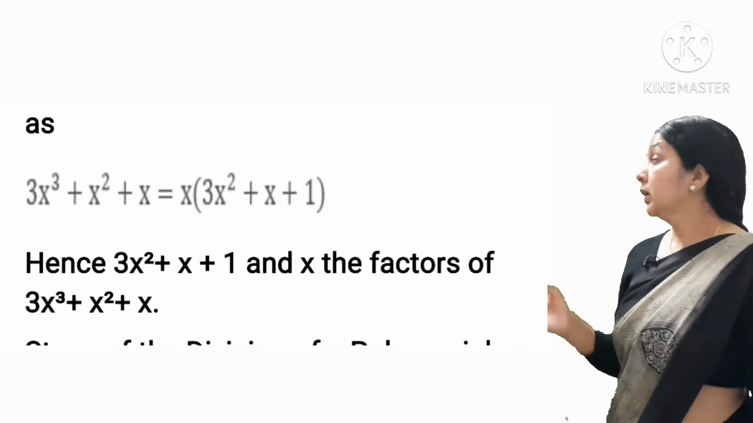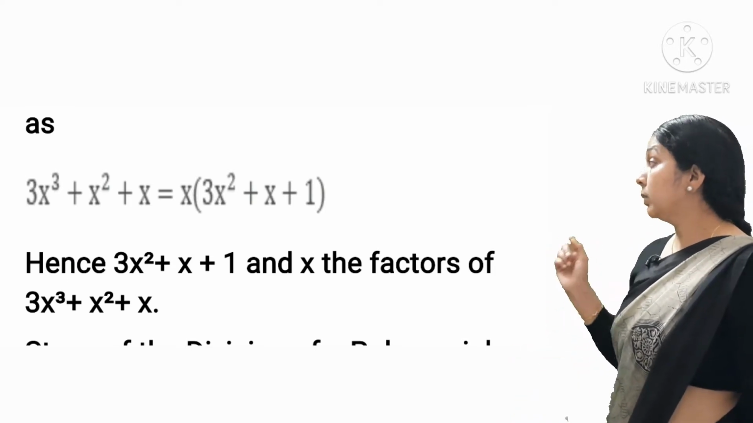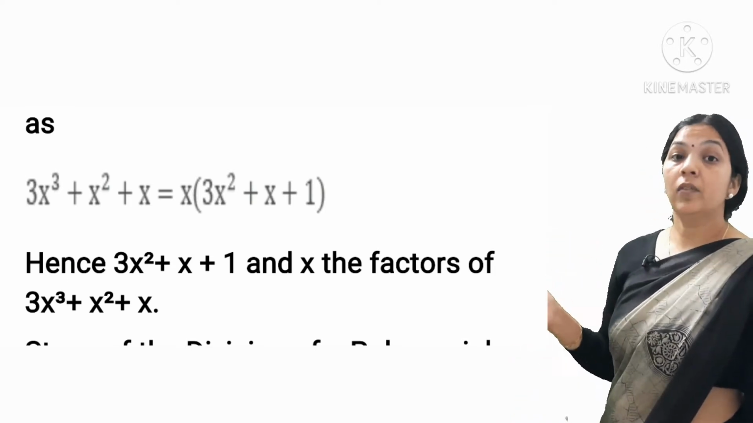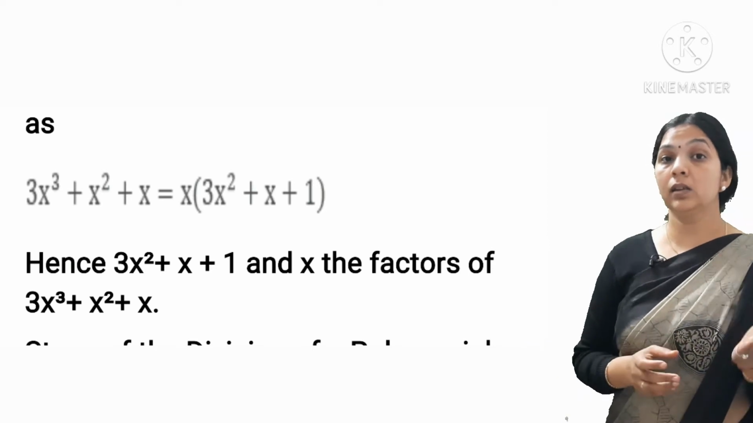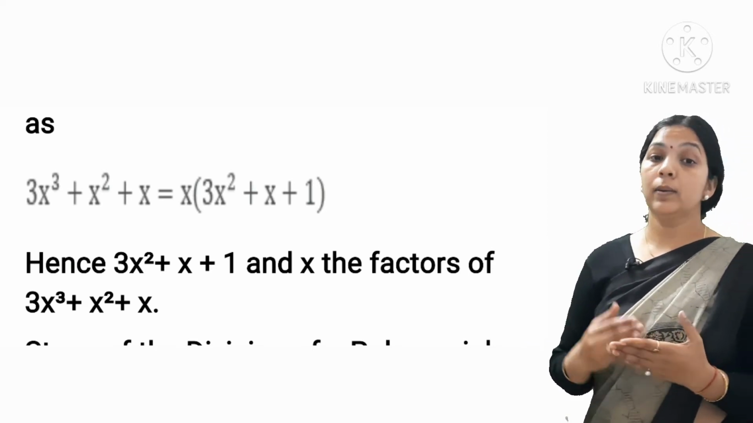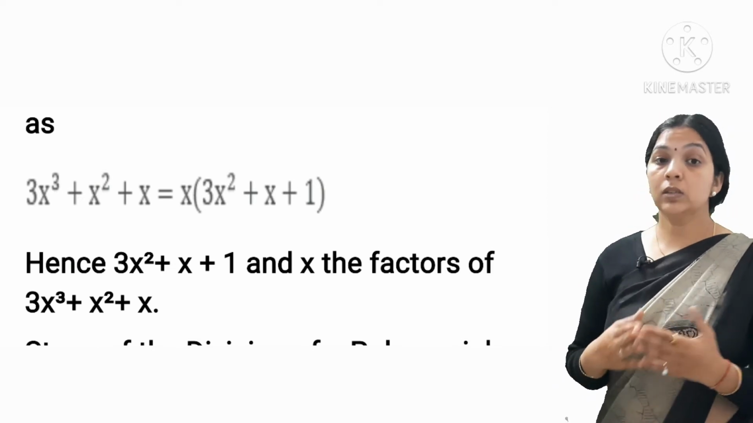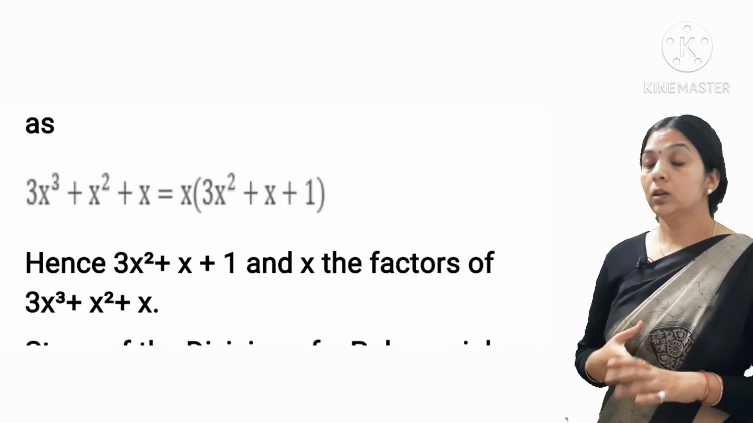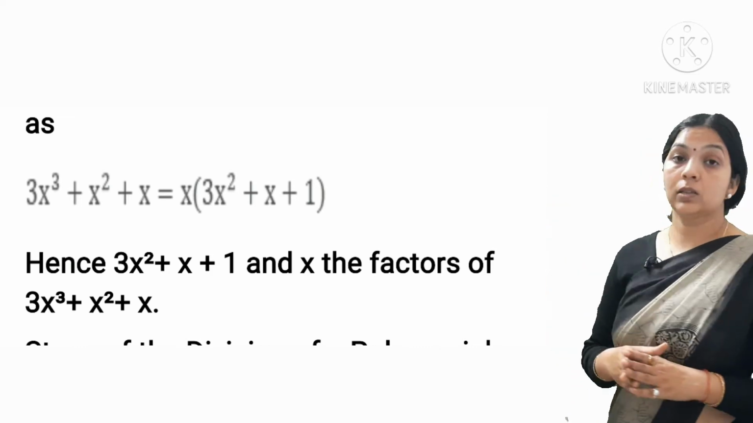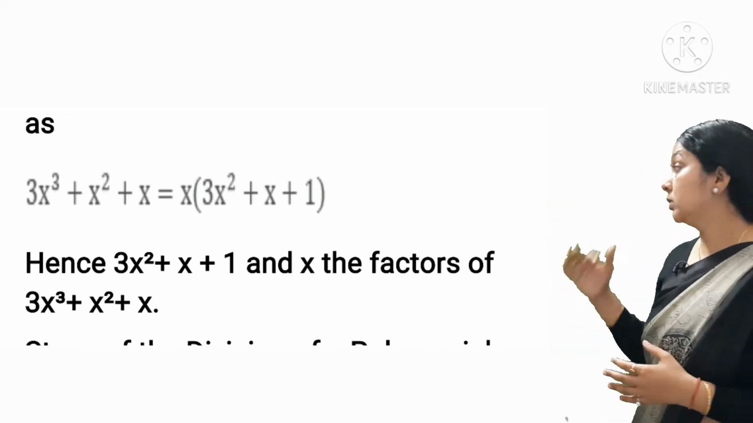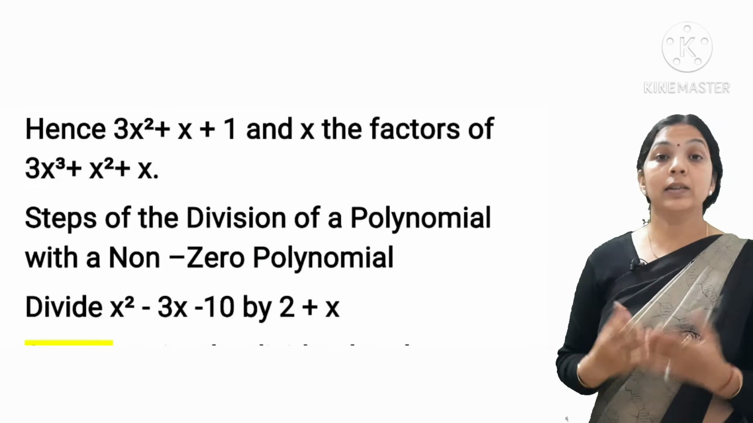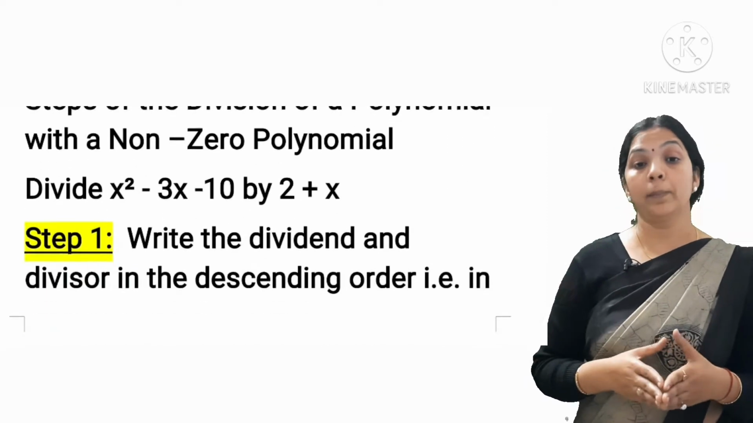Now here 3x square plus x plus 1 and x are the factors of p(x), that is 3x cube plus x square plus x. Now the steps of division of polynomials with a non-zero polynomial. So that was a monomial. Suppose we have to divide a trinomial by a binomial. Let's consider one more example.